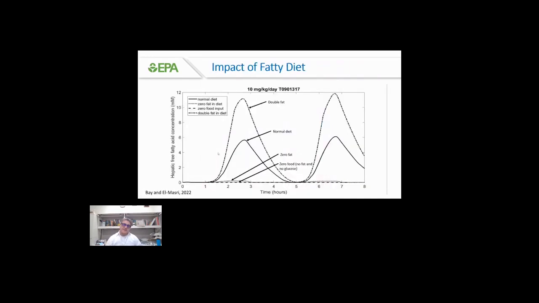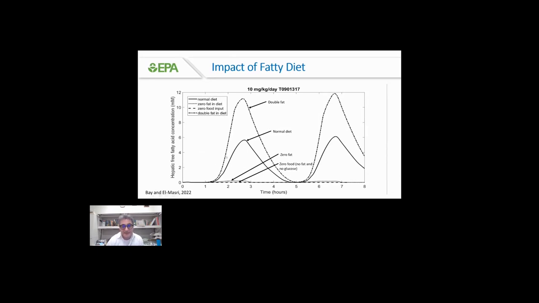Then the next question we asked is, what happens in the situation where we have different levels of fat or glucose in the diet in combination with the chemicals? We looked at all of them, but interestingly, T0 was the one that has the most impact. In the case of fasting, there's really little free fatty acid being built up. In a diet that doesn't have fat but has glucose, the liver is making its own fat. And in a normal diet, we have higher levels of glucose and higher levels of fat, and T0, like I showed before, would increase the uptake and concentration of free fatty acids in the liver.